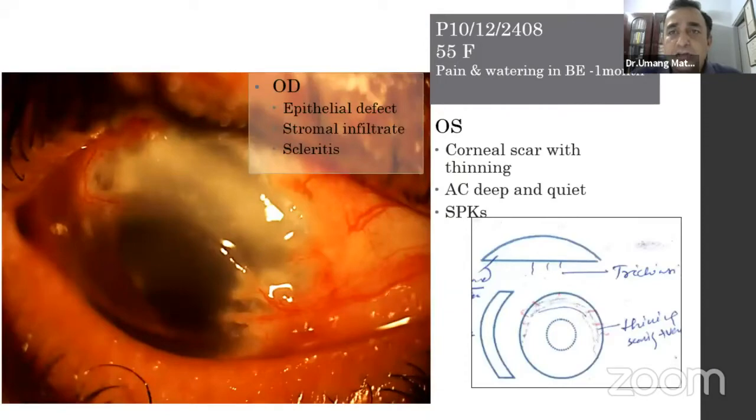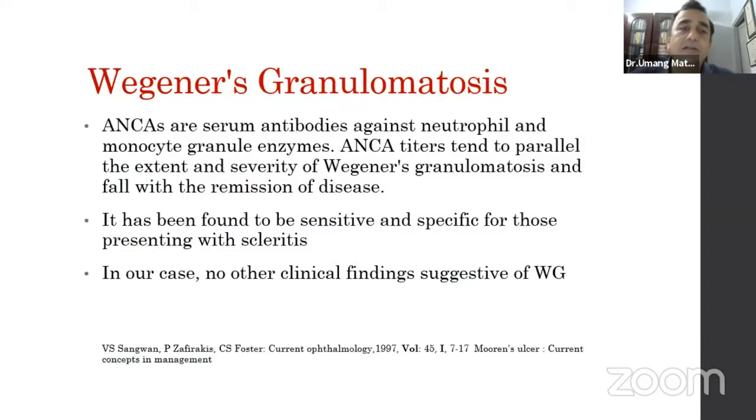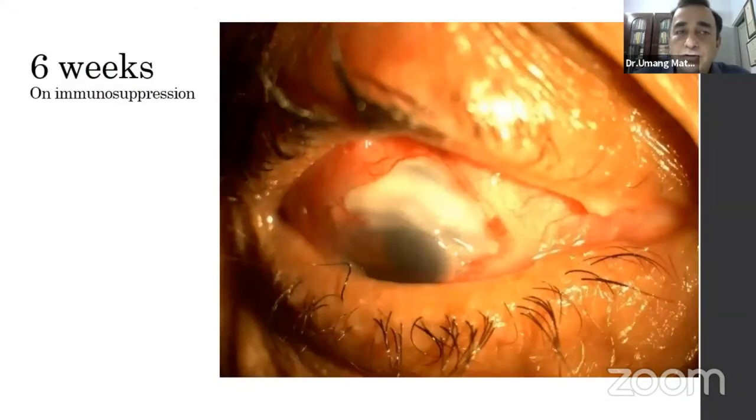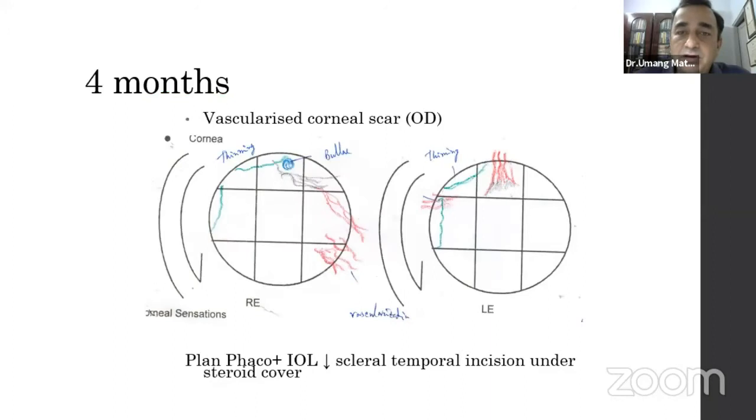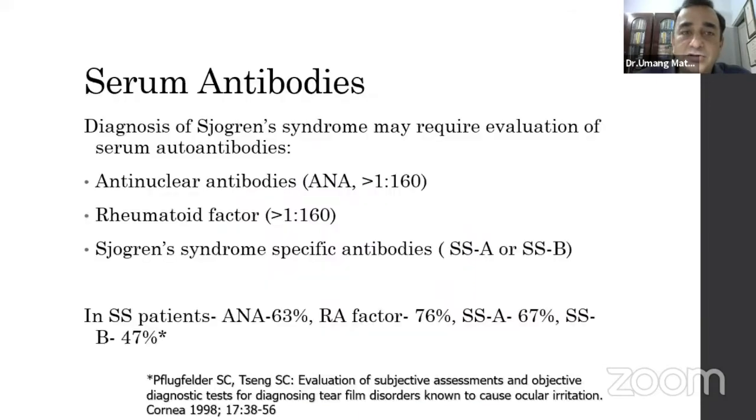This is another patient, a 55-year-old female, presented with pain, watering for 1 month duration, had epithelial defects, scleritis, and this infiltration in the periphery. Case of PUK. On investigations, her C-ANCA was raised, and that was an indication for this disease to be associated with Wegener's granulomatosis. Further investigation also found that she had upper respiratory tract issues, and the patient was put on immunosuppression. And finally, the patient healed with thinning and scarring, eventually underwent a phacoemulsification several weeks after the patient was stabilized. However, the disease did get reactivated after surgery.